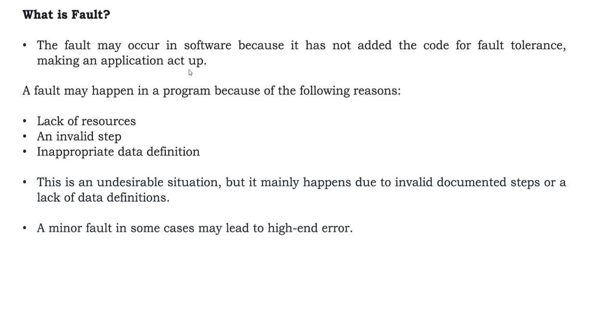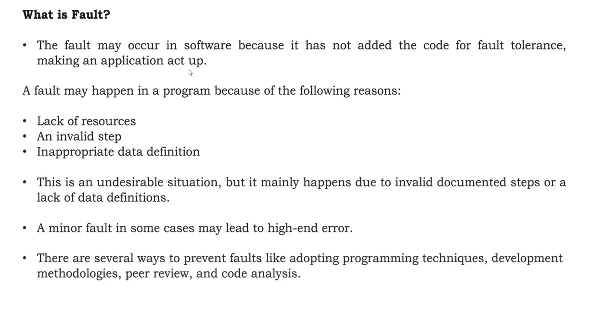A minor fault in some cases may lead to a high-end error, even though there is the smallest of smallest error. It can be a minor error, it can lead to the big error also, big fault. There are several ways to prevent faults, like adapting programming techniques, development methodologies, peer review, and code analysis. All these are very important steps. Okay, because in any of these things also we can make sure that we are not getting into the fault.